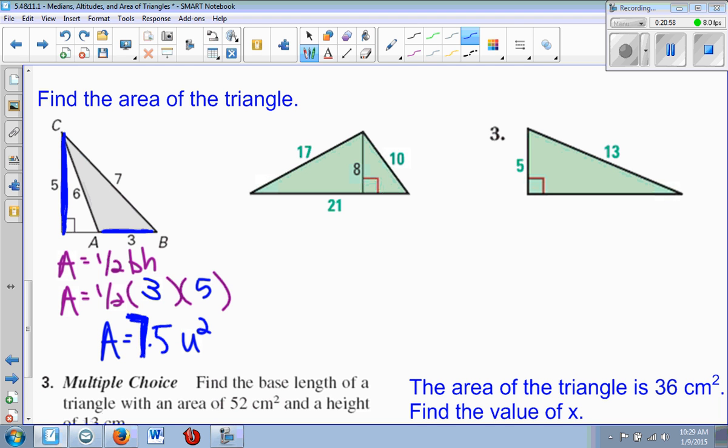Since there are no units in the problem, if you just put 7.5, that would be fine. I usually tend to put u squared, so that if there are units, I remember to include them. That's usually the reason why I do that.